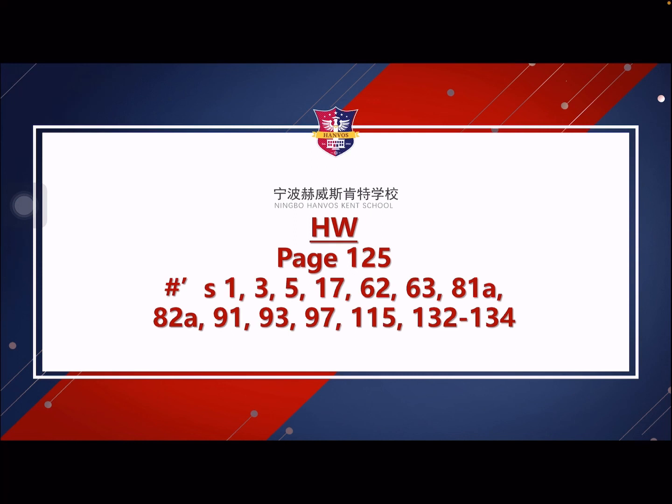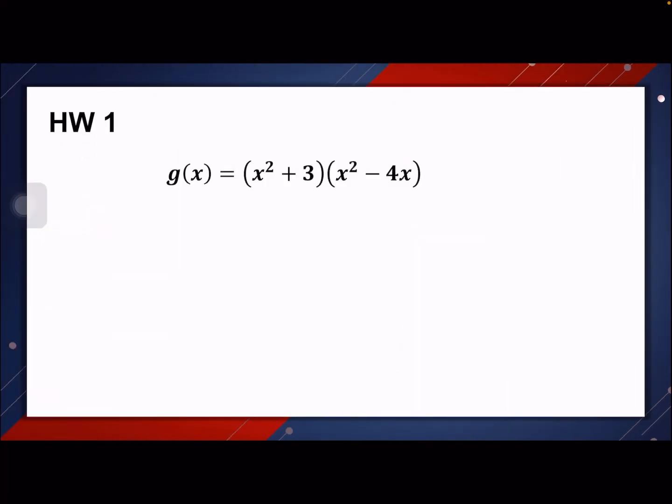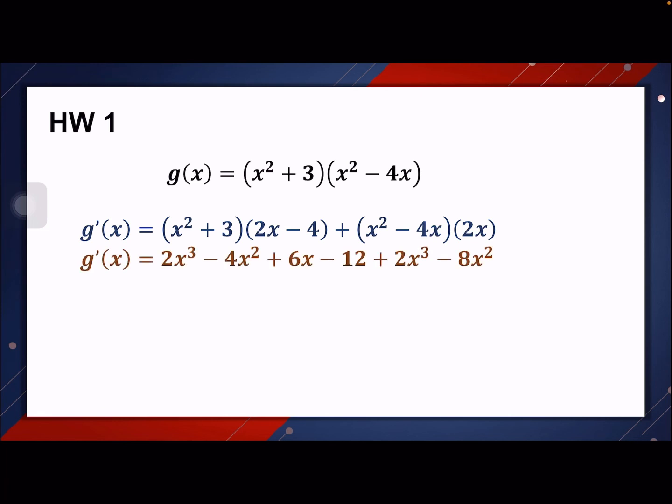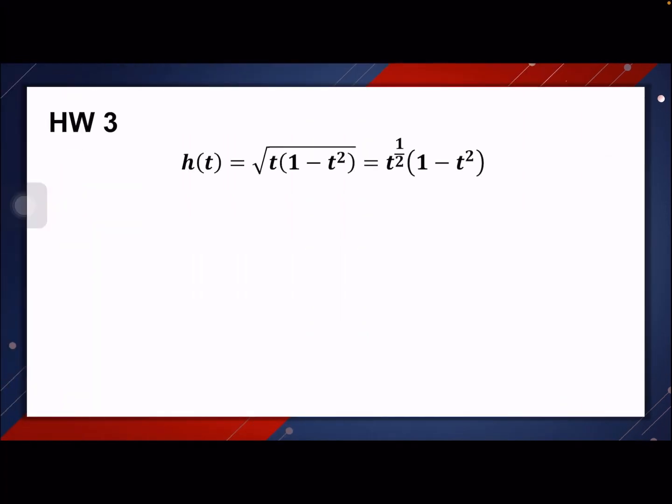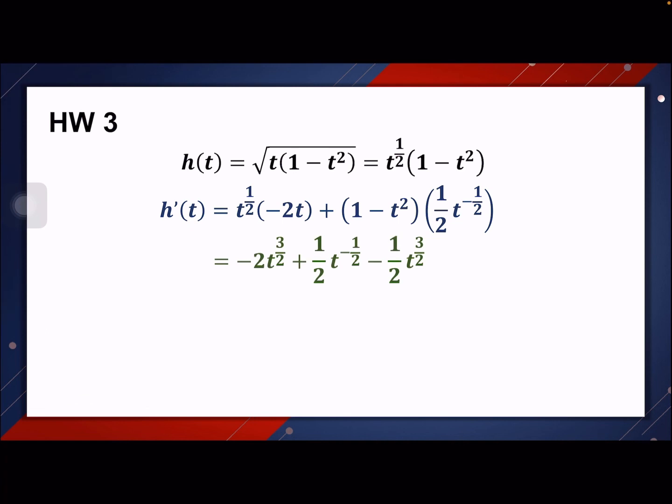So these are those homeworks. Question number 1. To find the derivative of g of x, we first apply the chain rule. Then after simplifying this function, we can get the answer. Number 3. To find the derivative of h of t, we first convert the square root form into the power form, and then apply the chain rule. After expanding the function and simplifying it, we can get the answer.